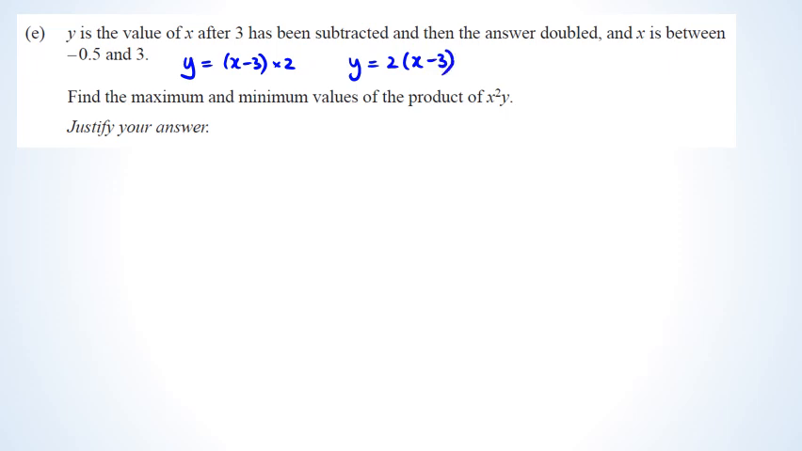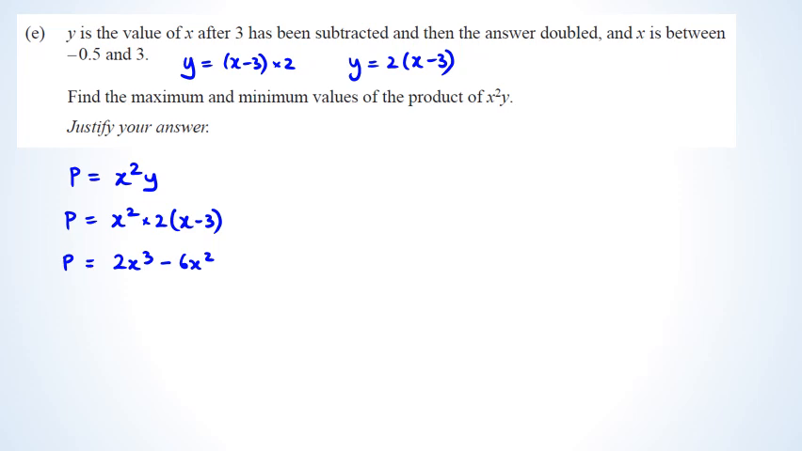Now it says x is between negative 0.5 and 3. And then it says find the maximum and minimum values of the product of x squared y. So product of x squared y can be written as p is equal to x squared y. We know that y is equal to 2 times x minus 3. So expanding this out, we're going to get 2x cubed minus 6x squared.